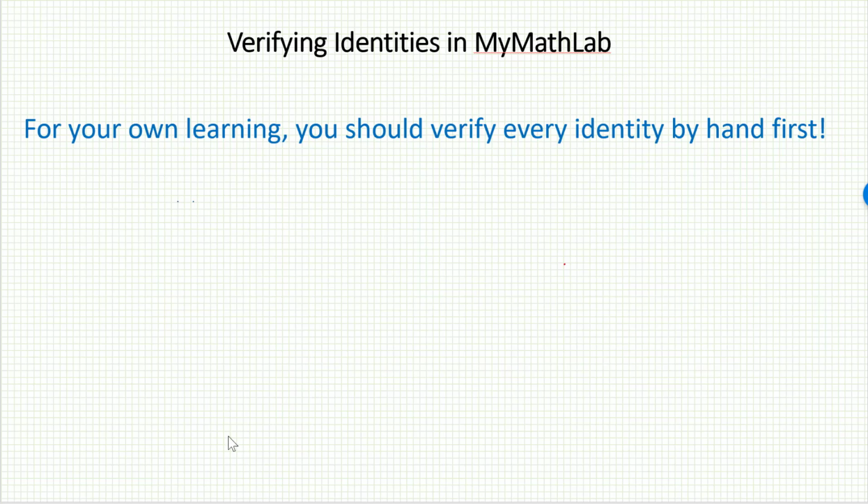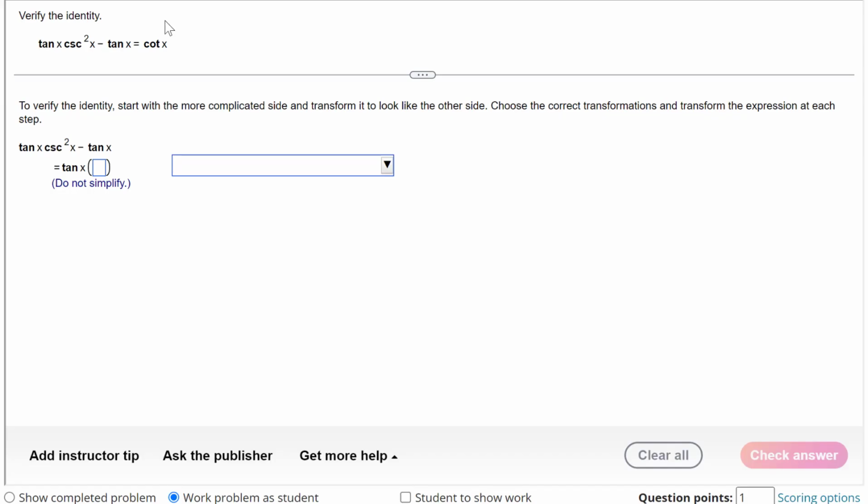Let me show you the type of thing you'll be seeing. So here's a typical example. We're given an identity. We want to verify it. Again, please do this on your own paper by hand first before looking at anything else. Once you do that, you may be asked to do a few different things. In this particular problem, you're actually told to start with the more complicated side and transform it to look like the other. That was that first strategy.